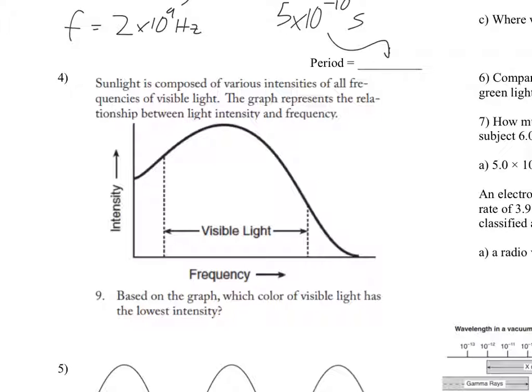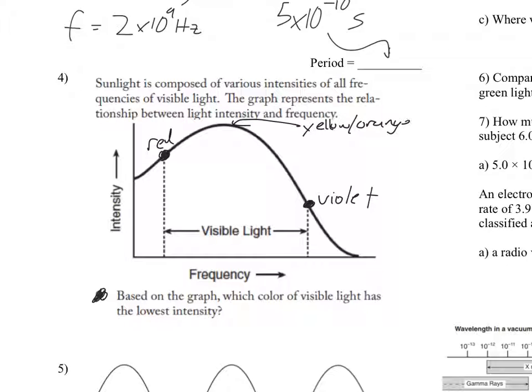The next one here says sunlight is composed of various intensities of all frequencies of light. The graph represents the relationship between light intensity and frequency. So this is from our sun. So let's see, we have visible light here. So the smallest frequency would be over here. The lowest frequency of visible light is red. So this is red light up here. The highest frequency of visible light is violet. Somewhere in the middle here, that's like yellow or orange.